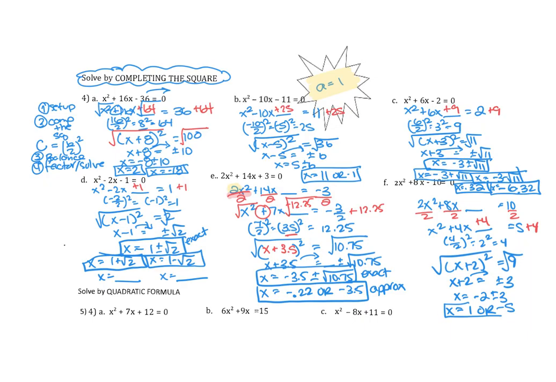The integer answers tell me that my original problem was factorable. Probably if you and I had factored that, we'd already be done by now. So the next part of these notes was the quadratic formula. So let's take a look at that.